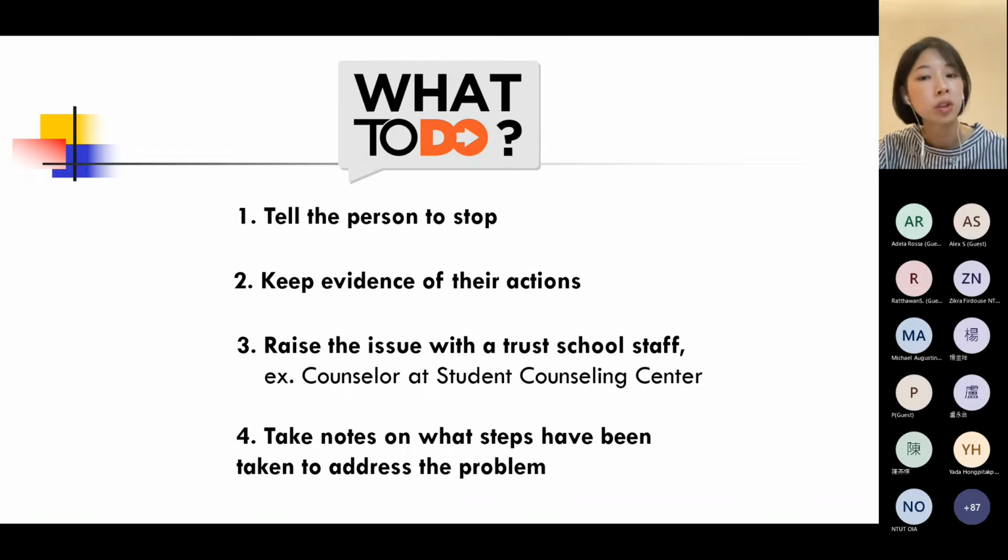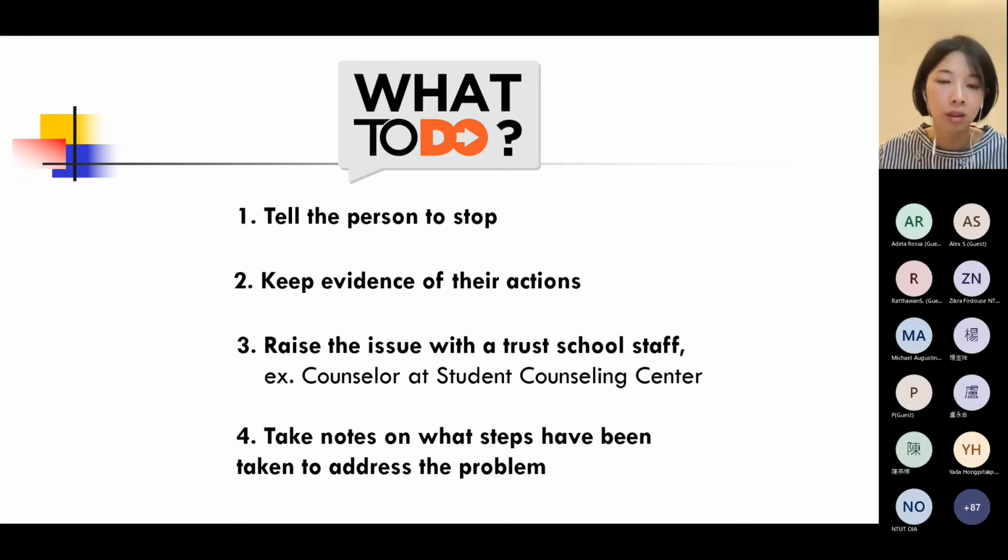So if you experience sexual harassment in Taiwan, here are the four steps you can take. The first one, definitely tell the person to stop. You must express yourself. You must stand up for yourself. And then the second one, keep evidence of their actions. You can take pictures, you can screenshot, you can do whatever you want to keep the evidence.